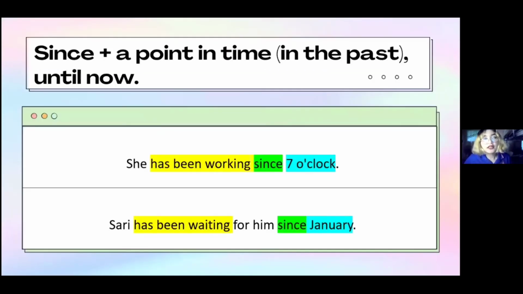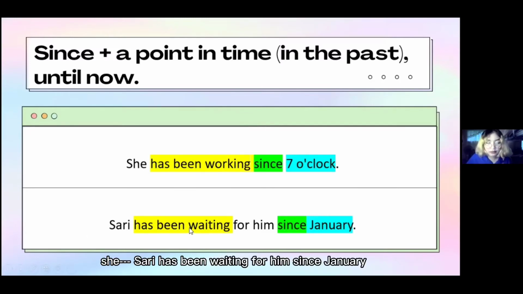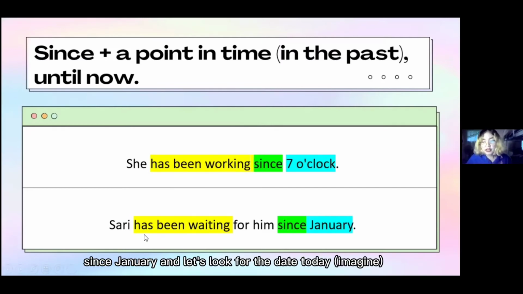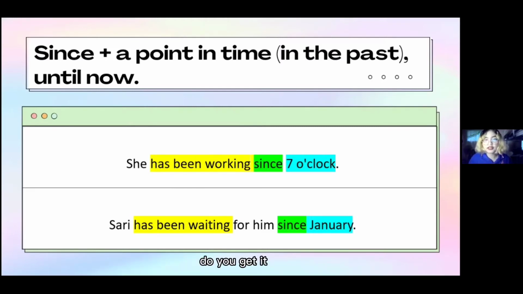So, here is another way on how we construct since in a sentence. Since plus a point in time in the past that is happening up until now. She has been working since 7 o'clock. Sari has been waiting for him since January. It indicates that Sari has been waiting for him since January, and the day today is May. So, you get it? Later on, I'll show you the difference if you're confused with the usage of the two.